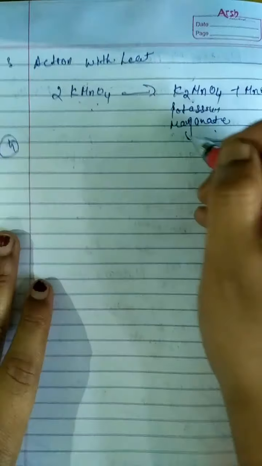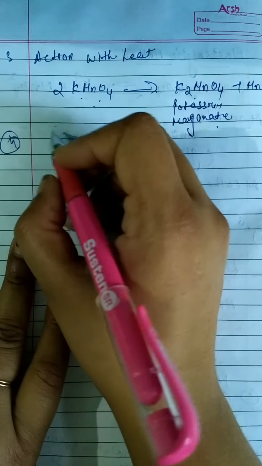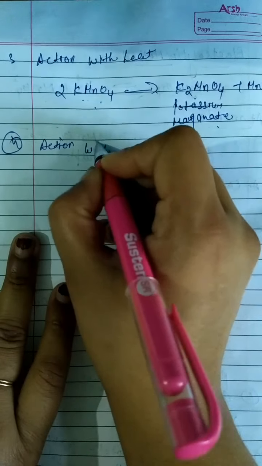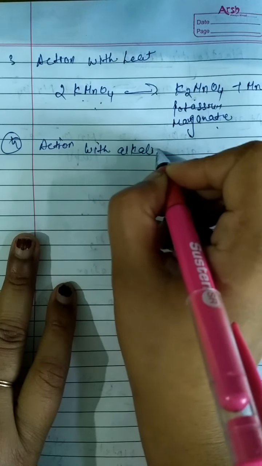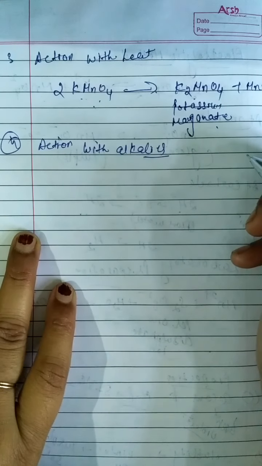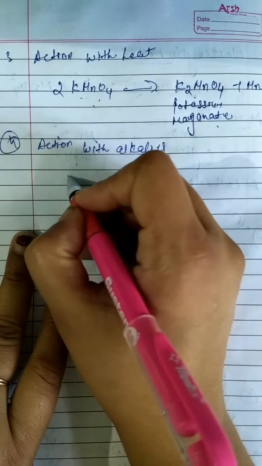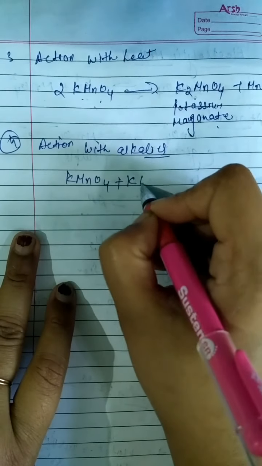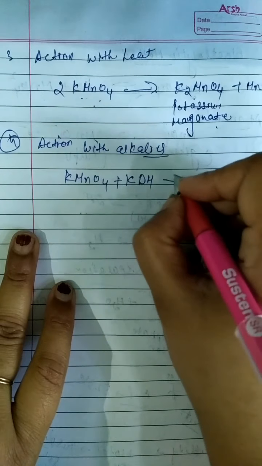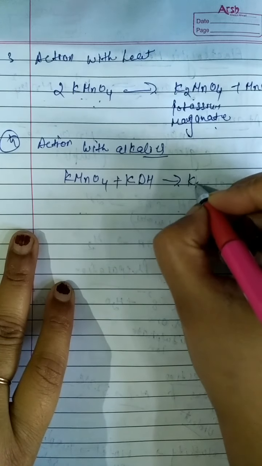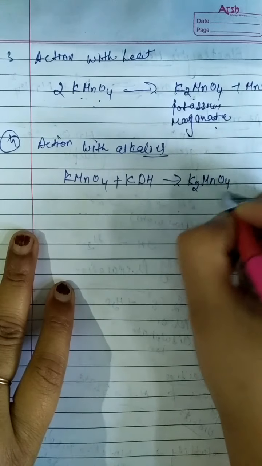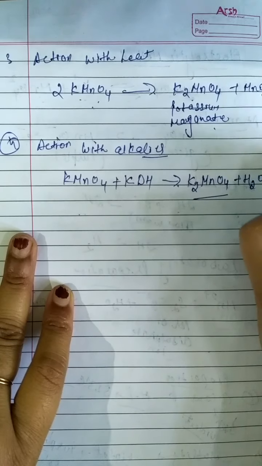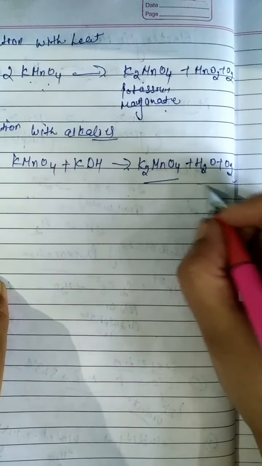And the fourth one here is action with alkalis. Action with alkalis means what happens when it reacts with a base. That is, KMnO4 reacts with the base potassium hydroxide, and it is converted into potassium manganate, and water and oxygen are eliminated from this.